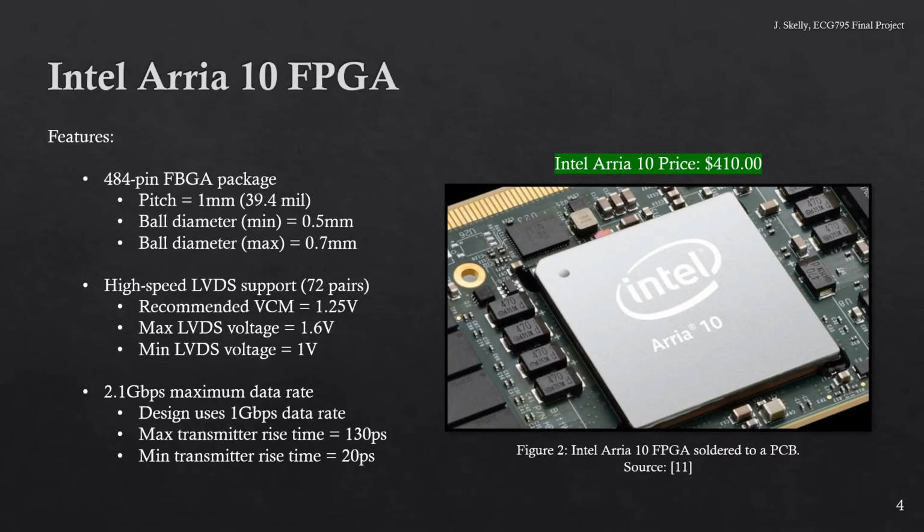Let's take a look at the Intel Arria 10 FPGA. The Arria 10 comes packaged in a 484-pin fine-line ball grid array package with a 1 mm pitch. The minimum ball diameter is 0.5 mm and the maximum ball diameter is 0.7 mm. For worst-case analysis, the 0.7 mm diameter is considered when selecting trace width and trace spacing.